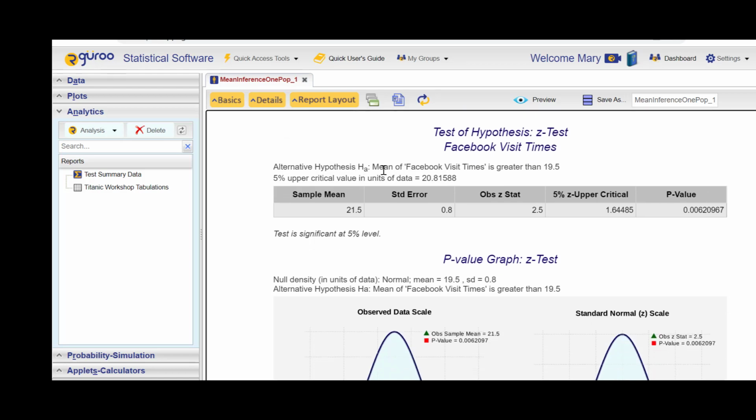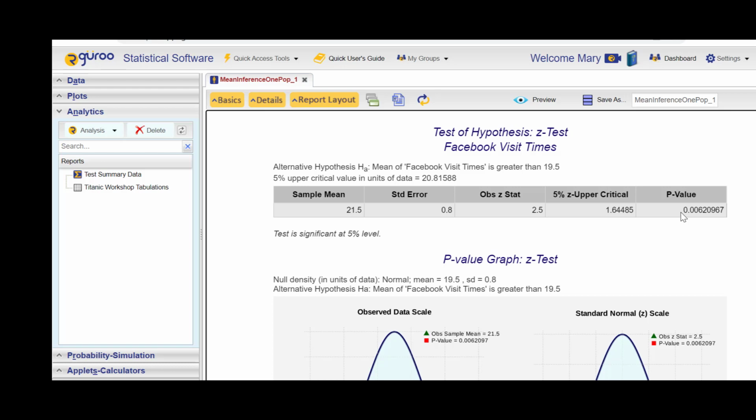Here it says the alternative hypothesis, they call it HA, we've been writing H1, is the mean of Facebook visit times is greater than 19.5, and that is what we are trying to say. We did a 5% significance level, and so here they have the sample mean, which was 21.5. They have a standard error, so if they calculated that, you get 0.8. If I converted my sample mean into a statistic, it would be a Z statistic. It would be 2.5.